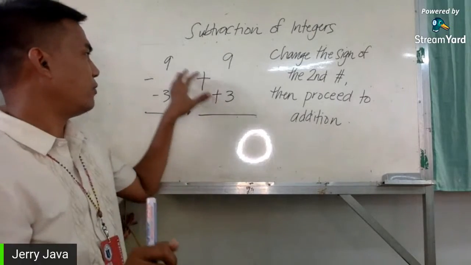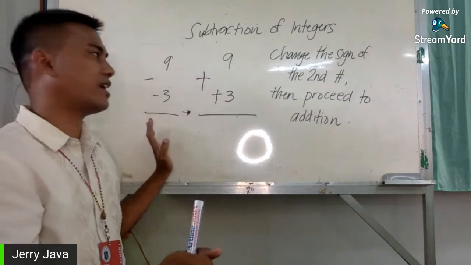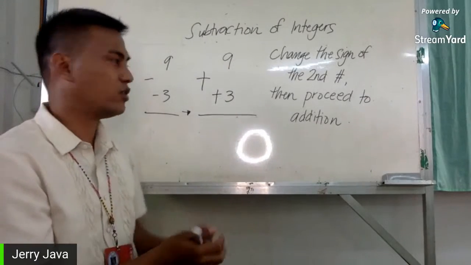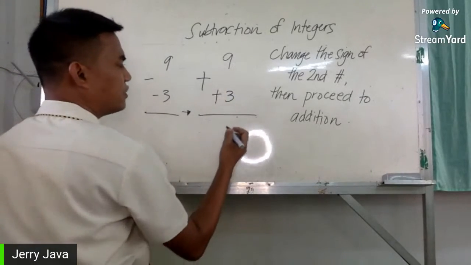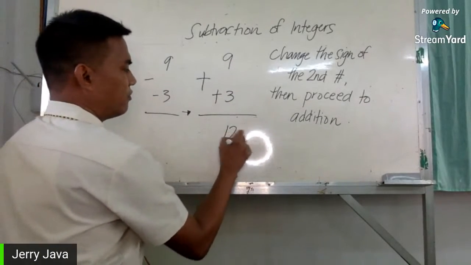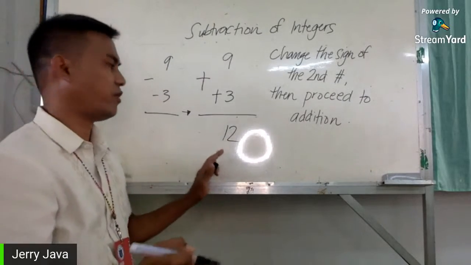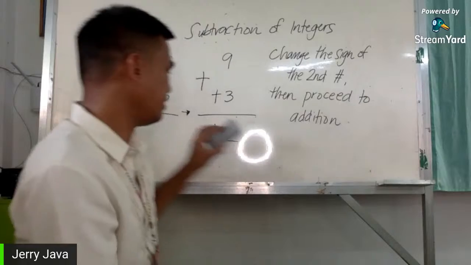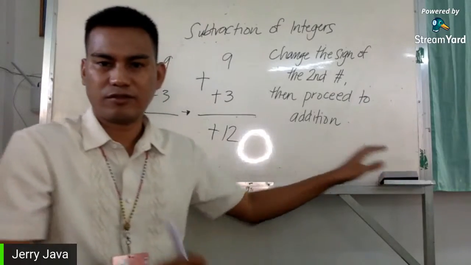So originally from 9 minus negative 3, it became 9 plus 3, or 9 plus positive 3. Then you can add now. 9 plus 3 gives you 12. What's the sign of 12? Positive. It can have the sign or not. The answer is positive 12, or 12.